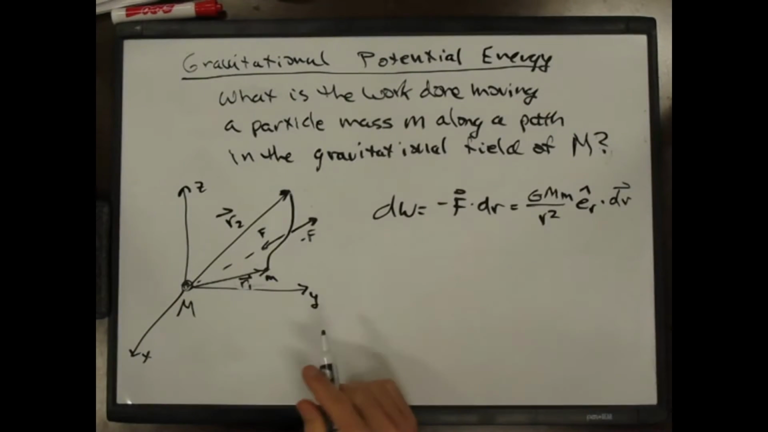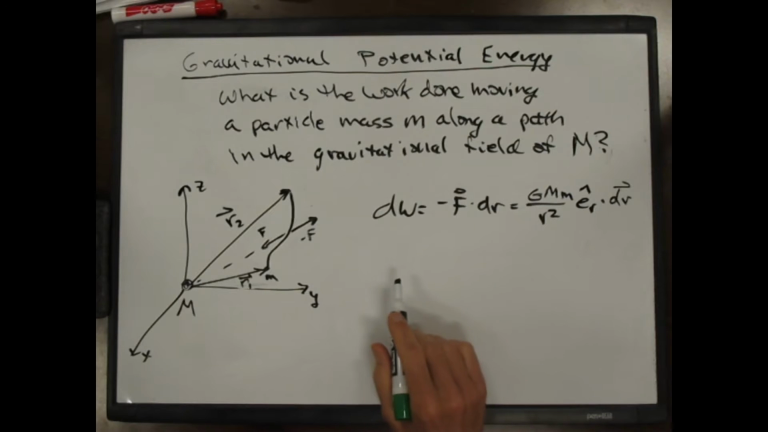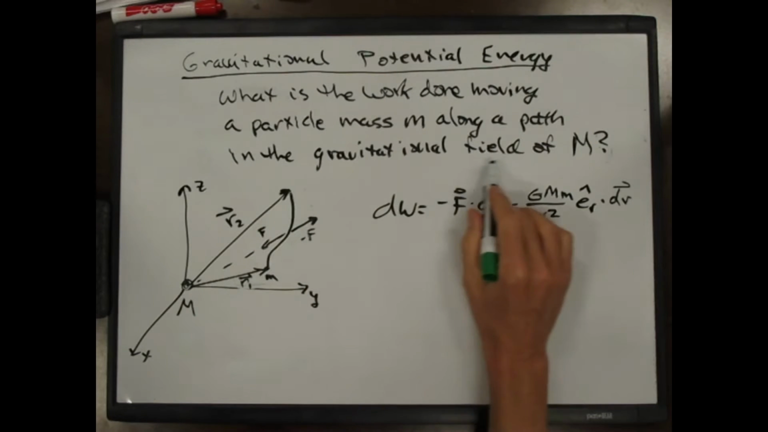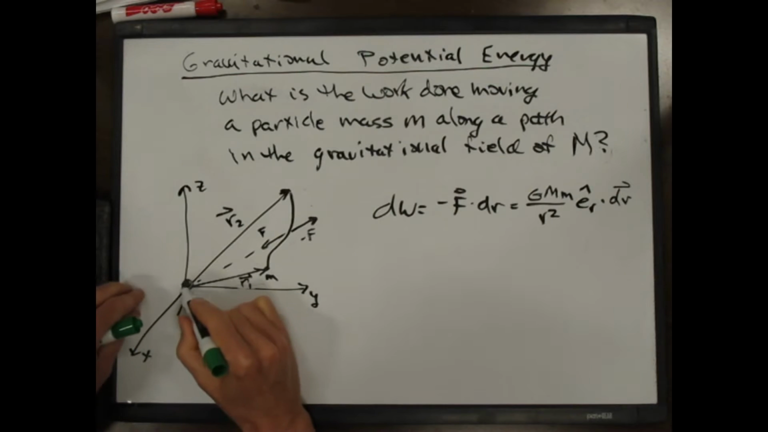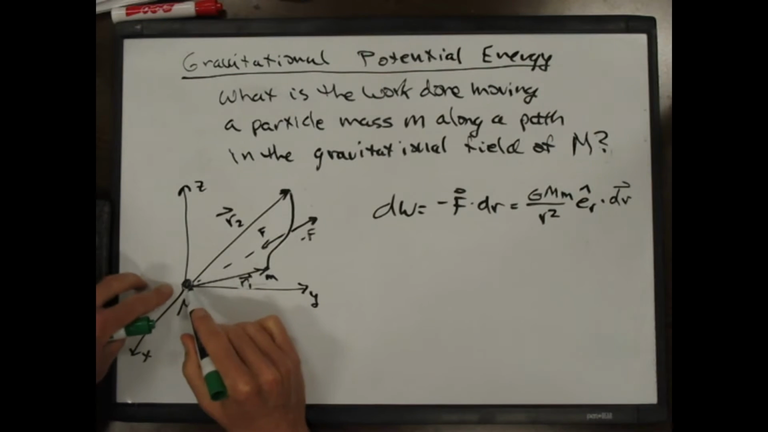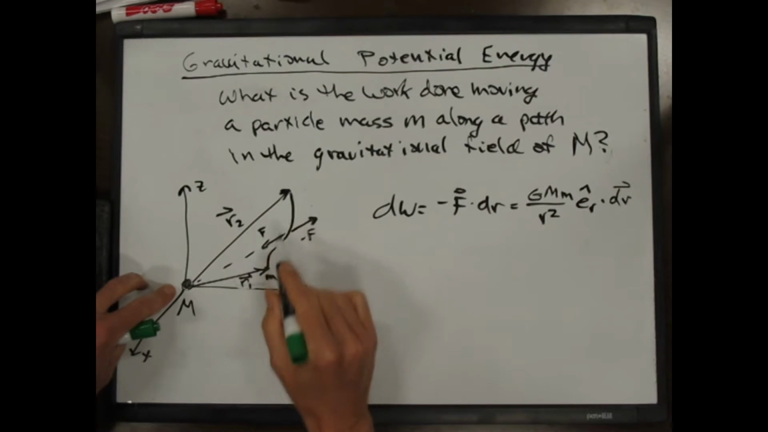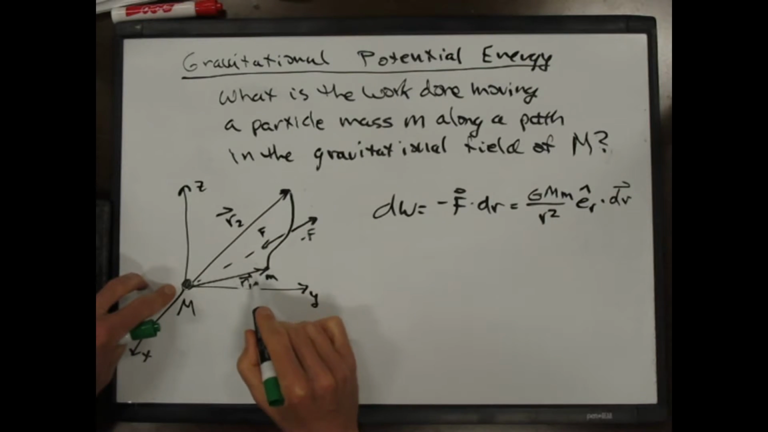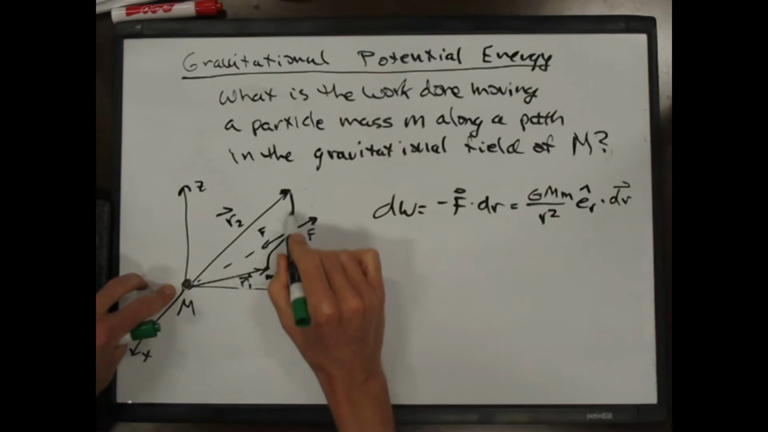So we're going to talk about gravitational potential energy. We ask the question, what is the work done moving a particle of mass m along a path in the gravitational field of M? Here's the Earth or the Moon or some object, and I'm moving a satellite or a spaceship along here somehow. It starts at position R1, and I'm going to move it to position R2, and I have to do work to do that.